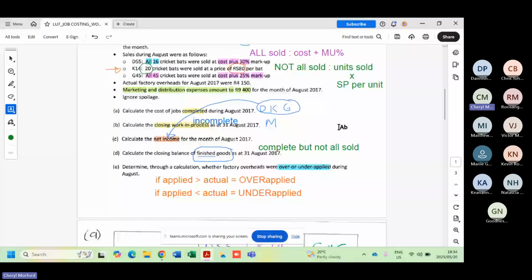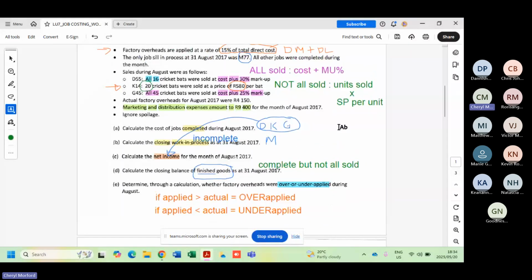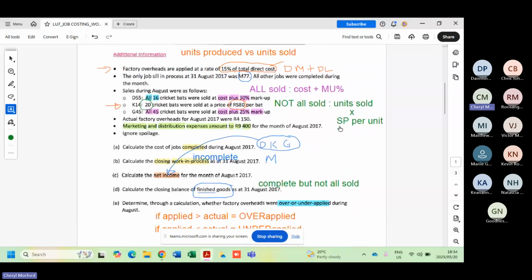So which is the job that we are talking about? Okay. Not M, because that one wasn't finished. Do you notice there with the K? We made 30, but we only sold 20. So basically, we've got these 10 bats sitting there in the form of finished goods. So we need to calculate the cost of those 10 bats.